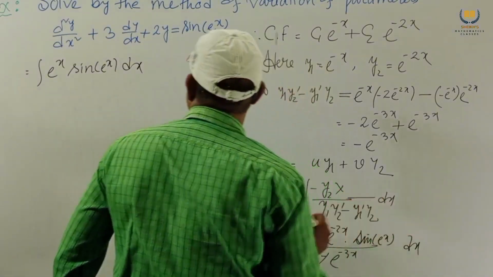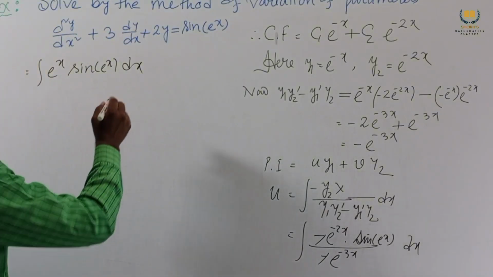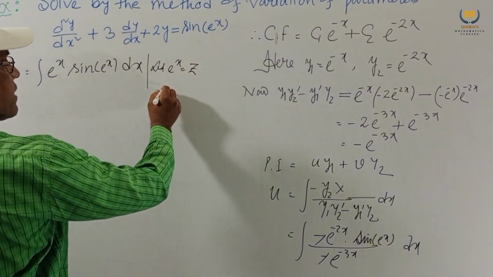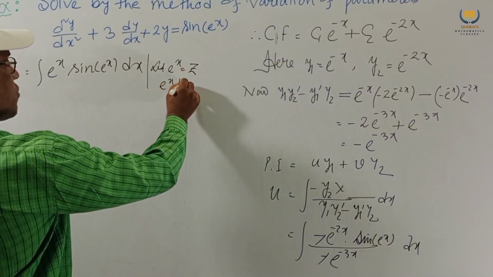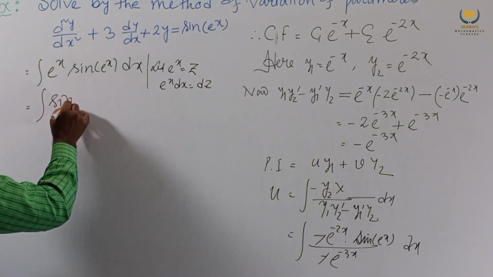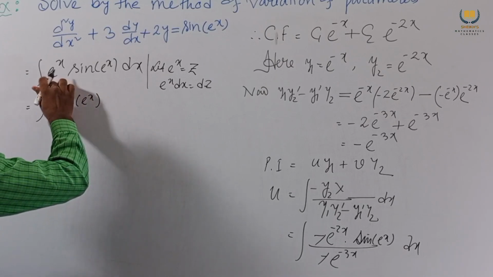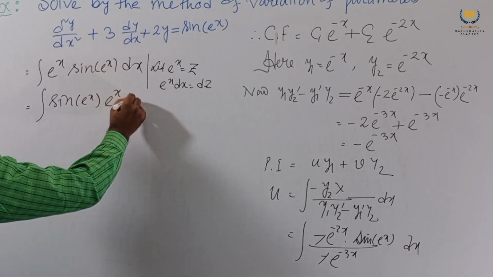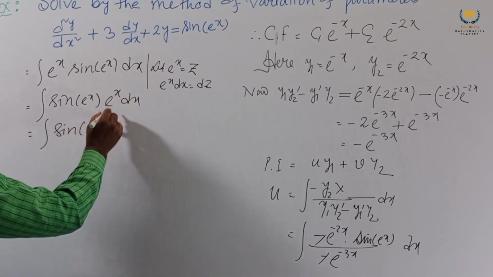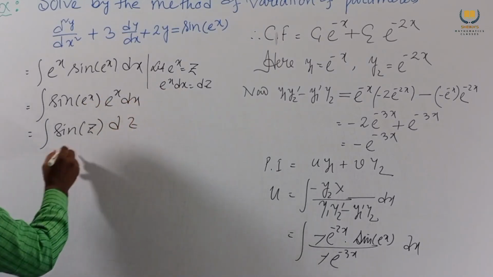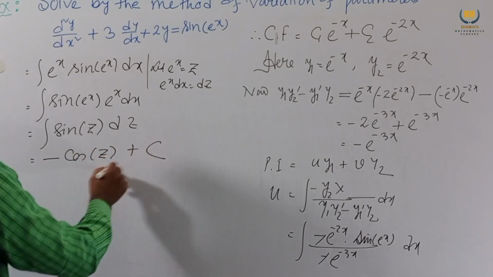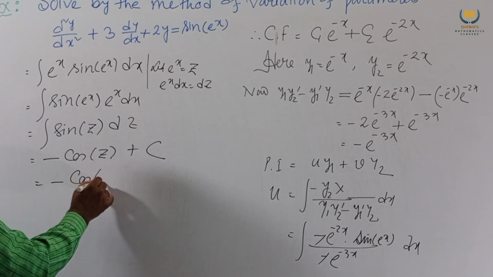Now by the substitution method, let e to the power x equal z. If we differentiate, we get e to the power x dx equal to dz. Now we change this: sin e to the power x, with e to the power x dx here, becomes sin z dz. The integration of sin z is minus cos z plus c, and z means e to the power x.